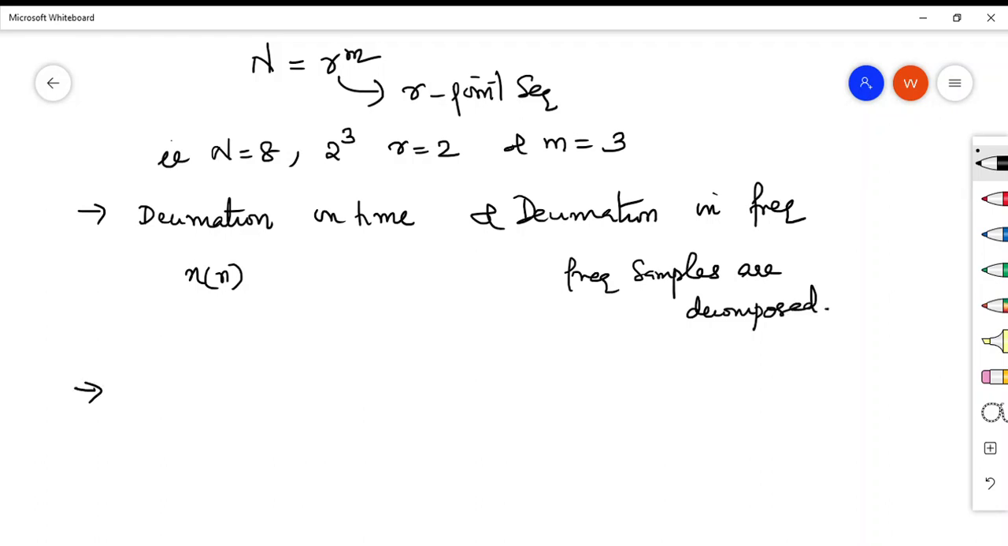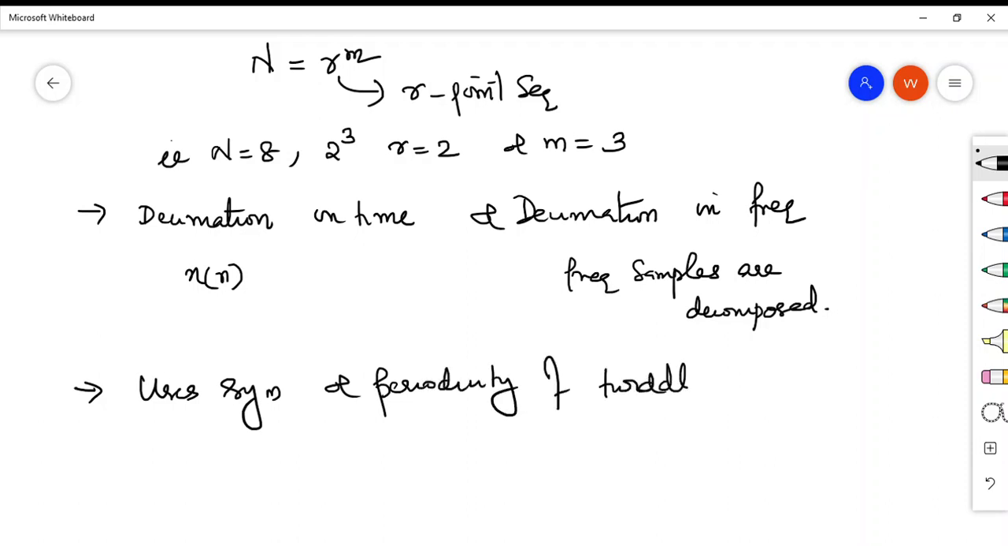Now, this particular algorithm, that is, the FFT algorithm, uses the symmetry and periodicity property of the Twiddle factor. So what is the Twiddle factor? We know W_N is equal to e raised to minus j 2 pi divided by N. So W_N^k is e raised to minus j 2 pi by N, raised to k.